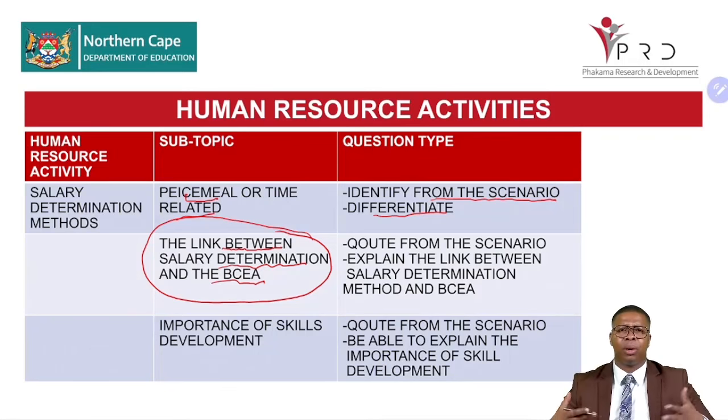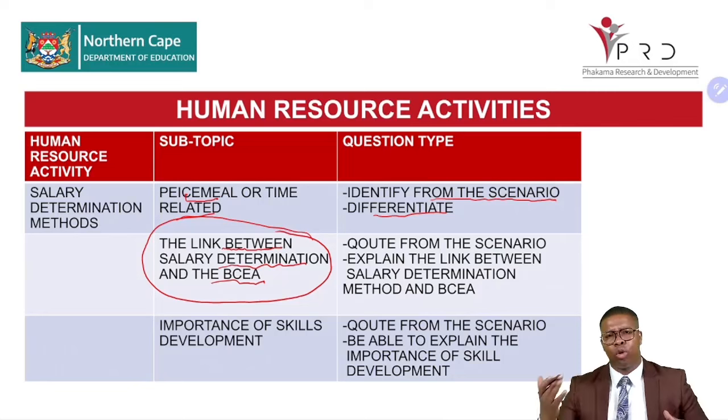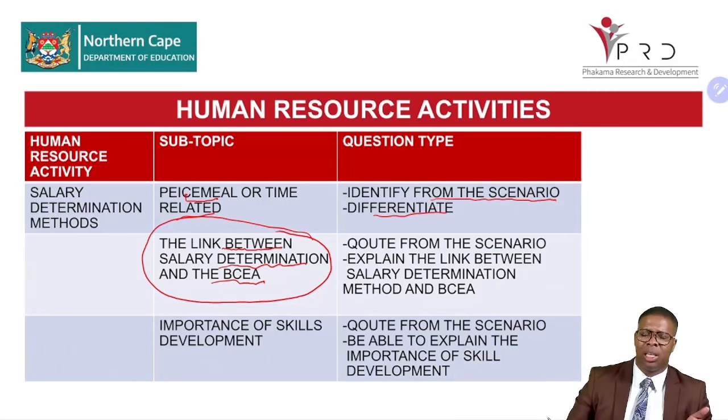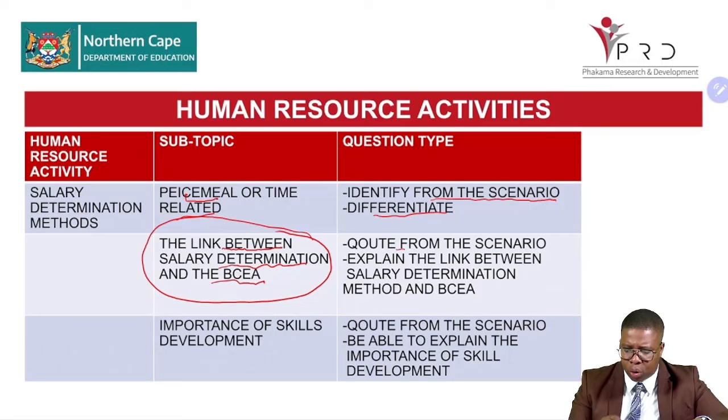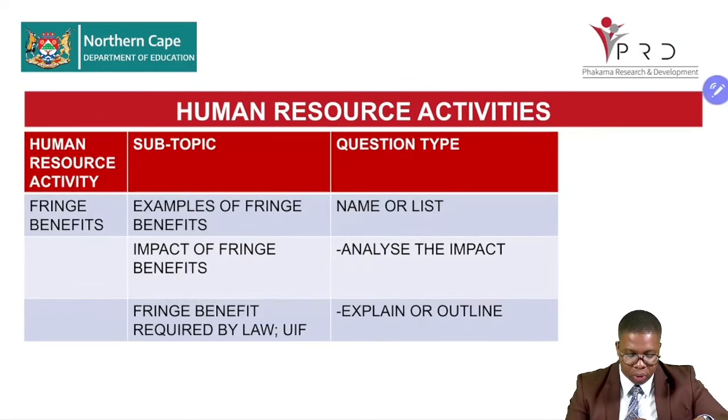Why? Because it talks about what is the link, what is the law saying about salary determination. So you should look into this content and also quote from the scenario and explain. You should be expected to know that the question that can come here can say quote from the scenario, and it can also say explain the link between salary determination methods and the BCEA. And then the importance of skills development, we looked into that.